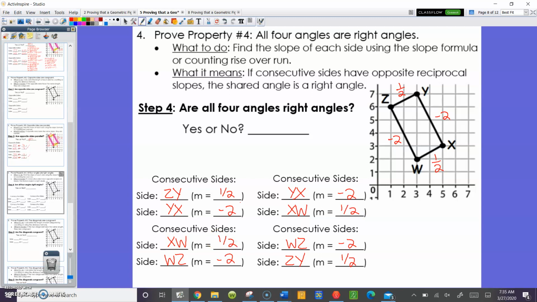Okay, so now if consecutive sides have opposite reciprocal slopes, then the shared angle is a right angle. So are these opposite reciprocal slopes? Yep. Opposite reciprocal, opposite reciprocal, and opposite reciprocal. So now we can answer the question, are all 4 angles right angles? Yes.